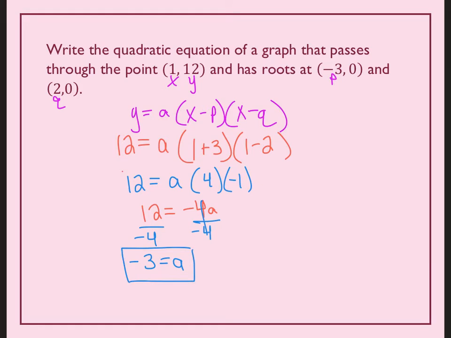For intercept form, I need my a value, I need my p value, and my q value. So my equation is negative 3, x minus negative 3 becomes x plus 3, and x minus positive 2 becomes x minus 2.